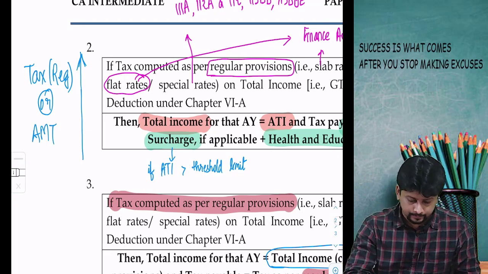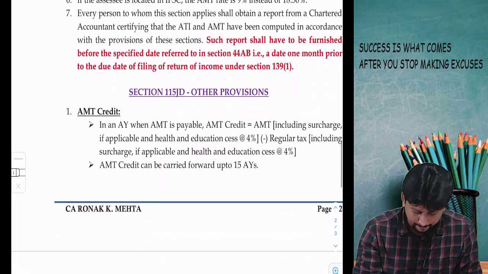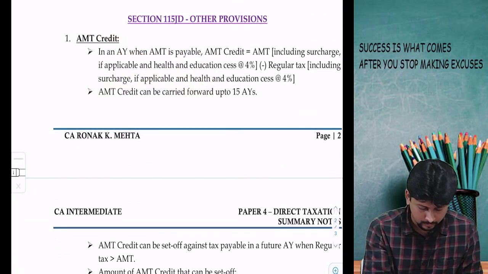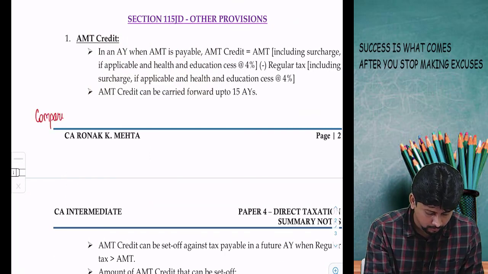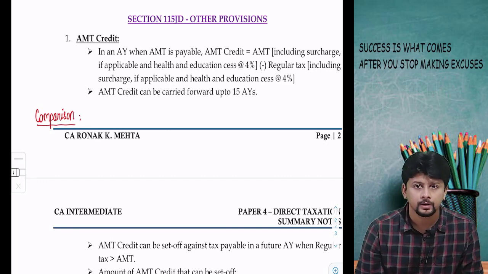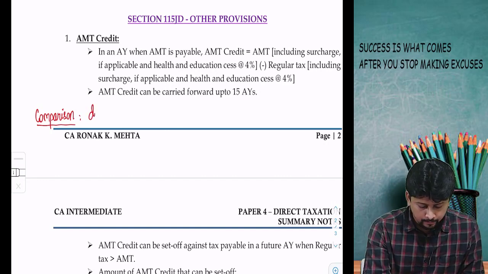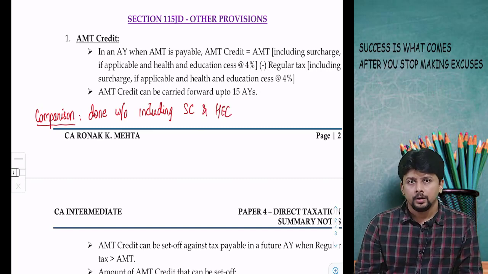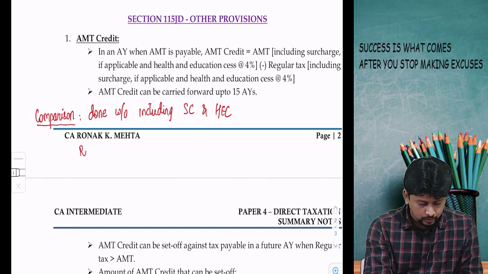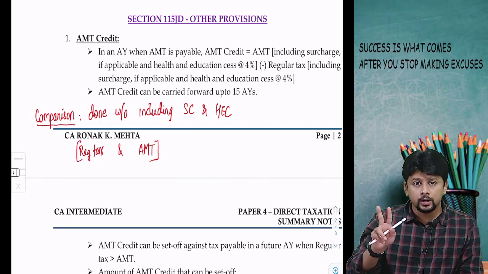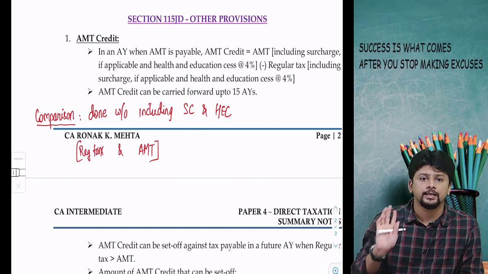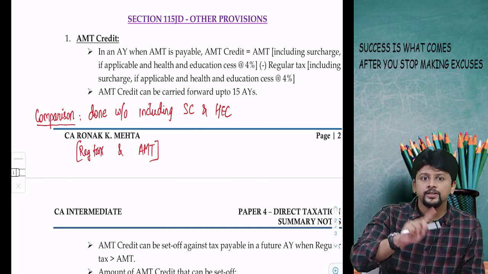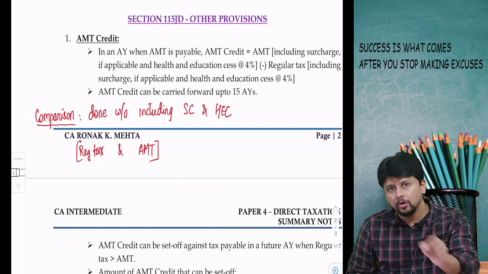A small point to remember here. When you do the comparison between regular and AMT, the comparison is to be done without including surcharge and health education cess. So comparison is to be done of regular tax and AMT, but those two amounts are going to be calculated without calculating surcharge and health education cess. Then you decide which one of the two has to be paid, regular or AMT.